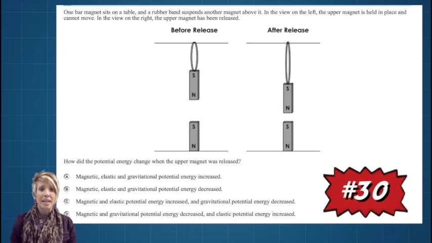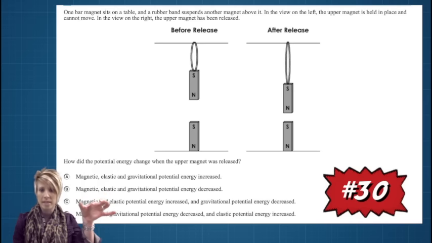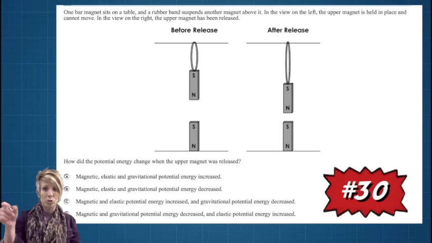Okay, number 30. One bar magnet sits on a table and a rubber band suspends another magnet above it. In the view on the left, the upper magnet is held in place and cannot move. In the view on the right, the upper magnet has been released. So let's take a look at these diagrams. Before it's released, just imagine somebody's there holding it. Okay, so the magnet on the left has not yet been dropped. The magnet on the right has been dropped and it has started moving down.